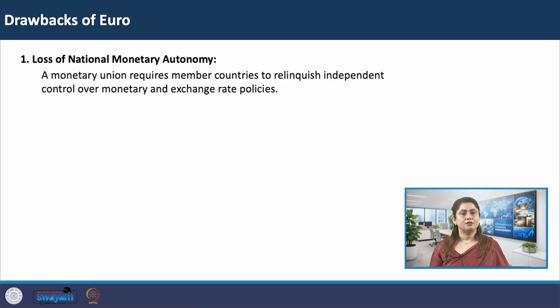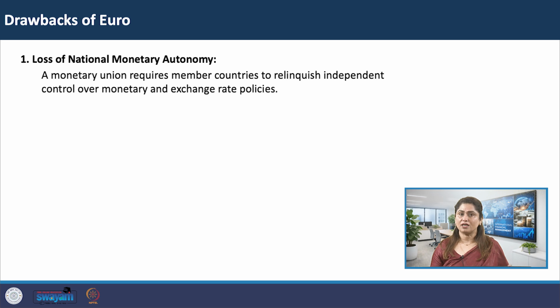Once you are in the Eurozone, you can't lower your interest rate unilaterally if your economy slows down. You can't print money to finance government spending. You can't devalue your currency to make your exports cheaper. All of these tools are taken away. The European Central Bank sets a single interest rate for the entire Eurozone. What's appropriate for Germany might not be appropriate for Ireland.